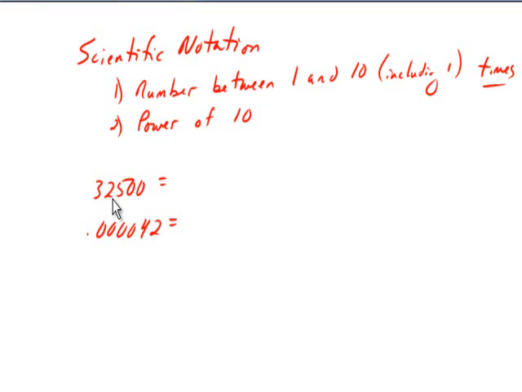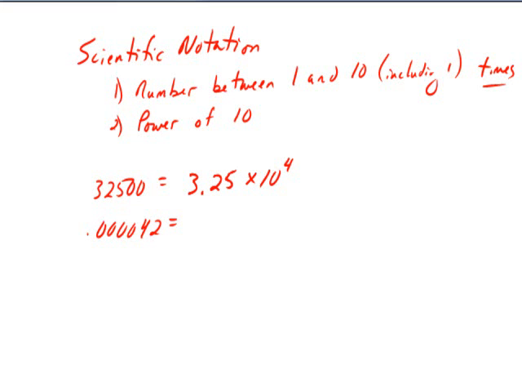For example, if I take the value 32,500 and write it in scientific notation, I first want to write it as a value between 1 and 10, in this case 3.25, a single digit in front of the decimal point, times the power of 10, that would give us 32,500. In this case, we have a decimal point move of 1, 2, 3, 4 places, so I have 3.25 times 10 to the 4th power.